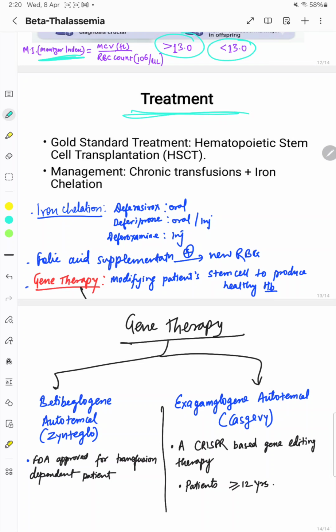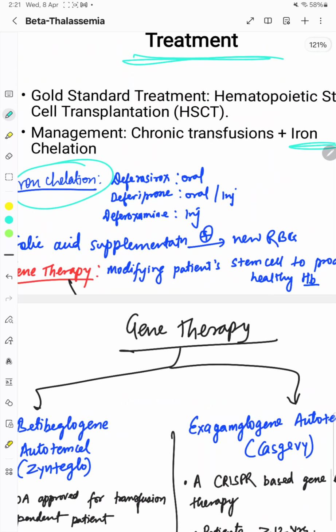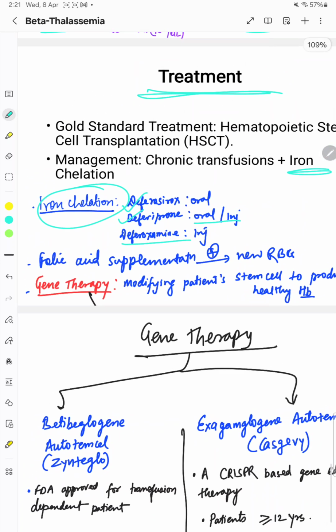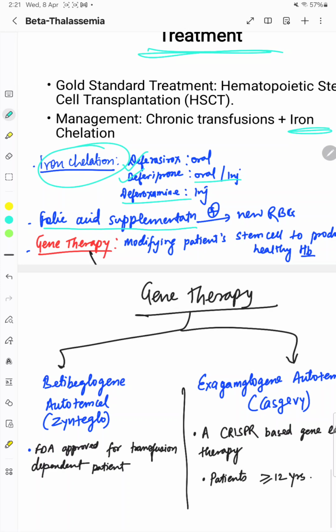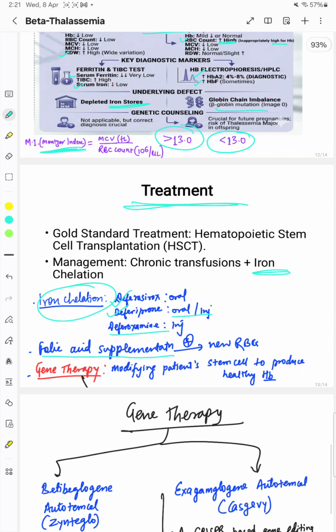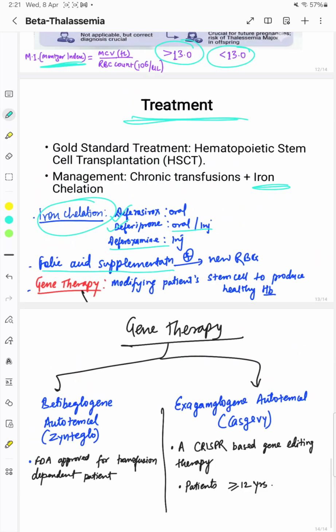We will not discuss the treatment options in detail, but as we know, thalassemia major needs frequent transfusion. The frequent transfusion can result in iron overload, so we need iron chelation, which is achieved by deferasirox, which is oral, or deferiprone, which can be given orally, and deferoxamine, which is an injectable liquid. Folic acid supplementation also helps in the management of beta thalassemia, as folic acid promotes synthesis of new RBCs.